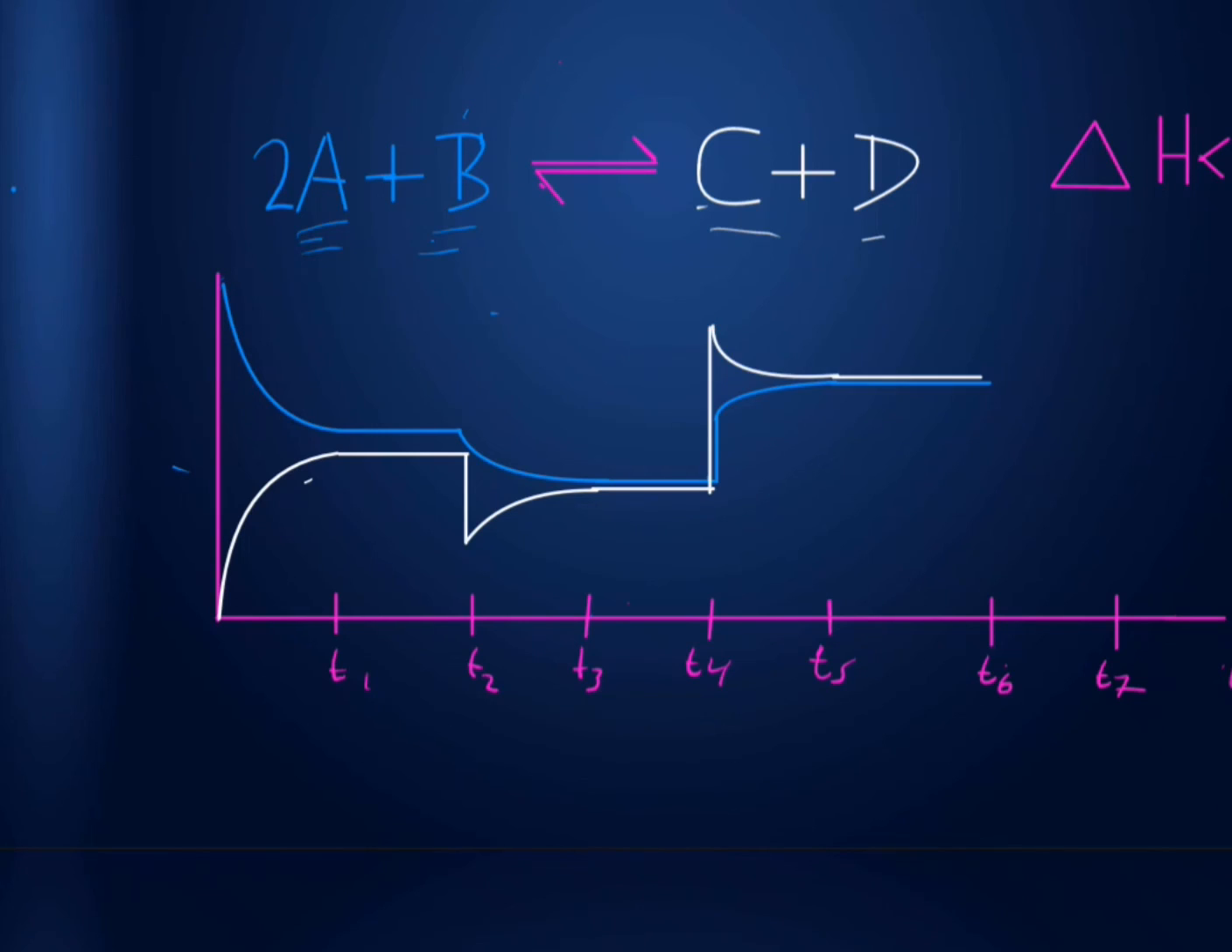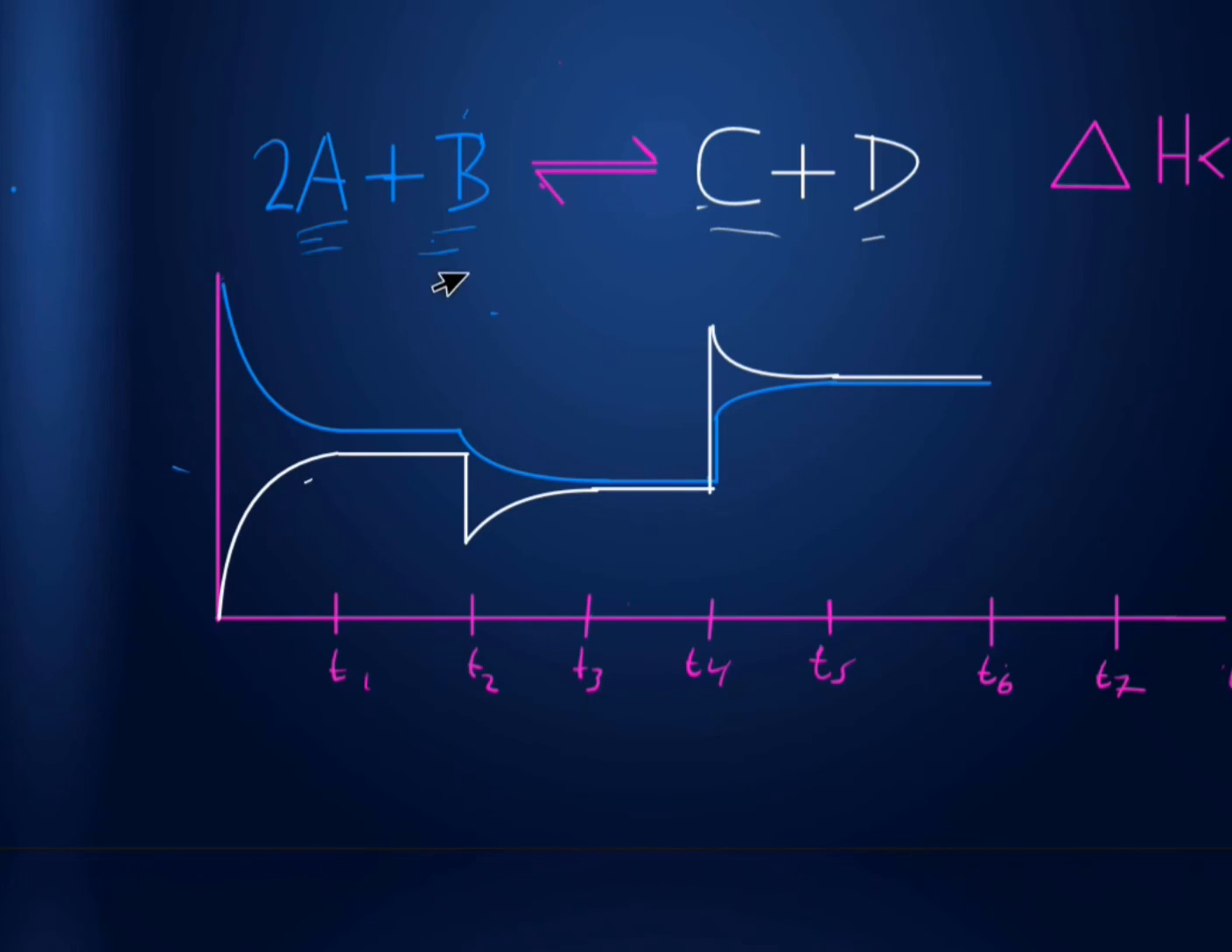Alright, so this is the correct graph, right? Because the one that is affected the most is the endothermic reaction, which is the reverse reaction. And also both of them have to be affected by temperature, both the forward and the reverse reaction. So now let's talk about something completely different, pressure.